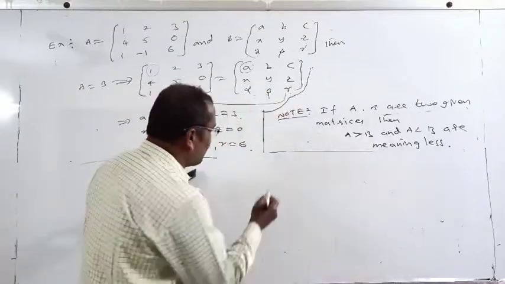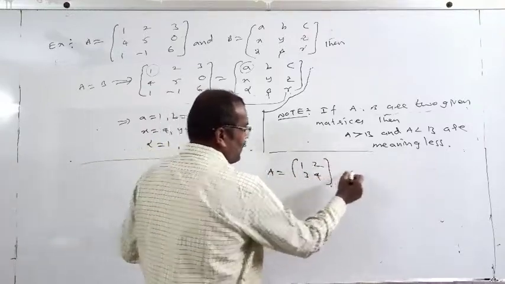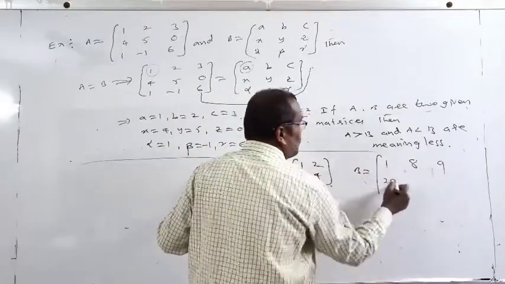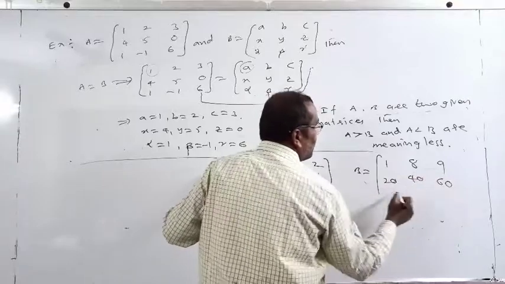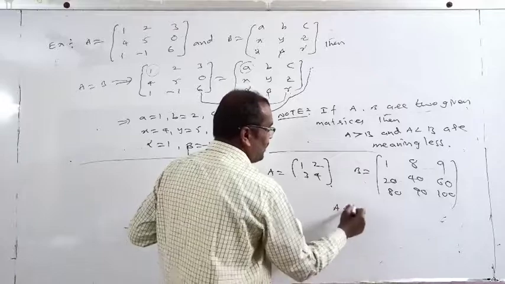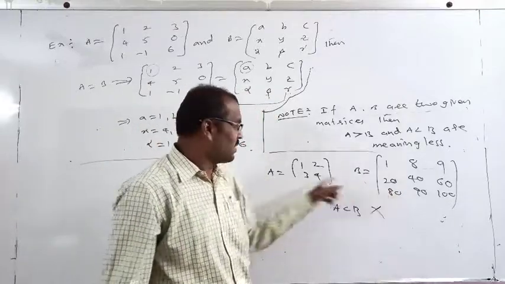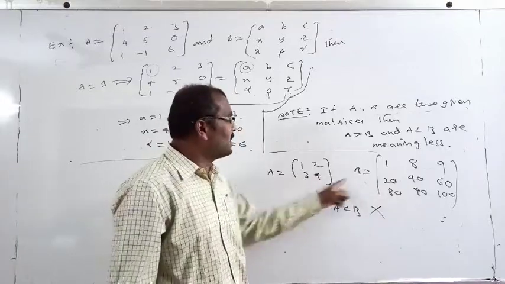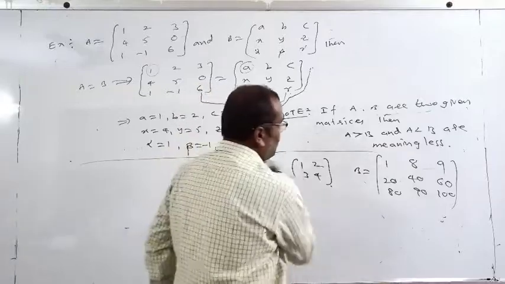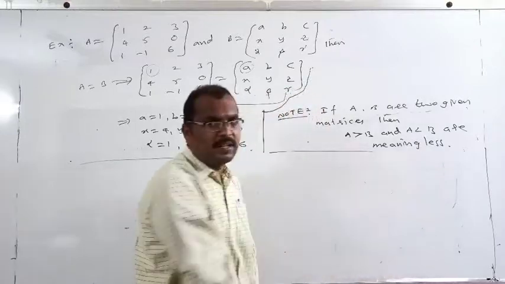Don't see the size of the matrix. I give you one example. A is 1, 2, 3, 4 and B is 1, 8, 9, 20, 40, 60, 80, 90, 100. So here, A less than B is meaningless. This matrix contains very big numbers, and here we have small numbers, but don't use the statement A less than B. It is a meaningless statement. Don't see the order and don't see the numbers in the matrix.